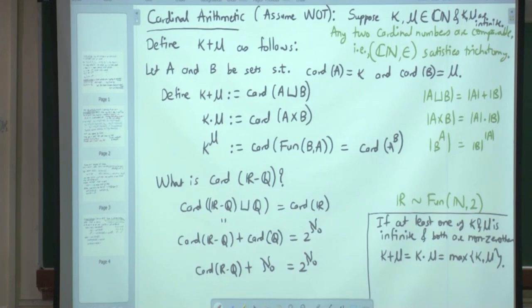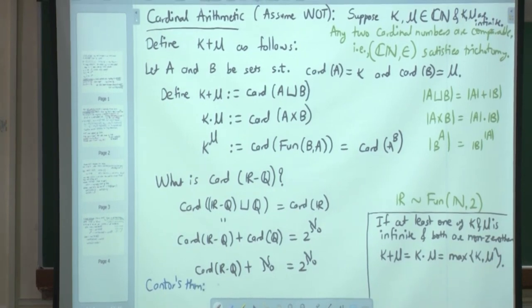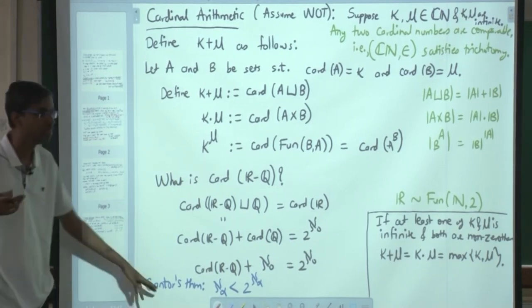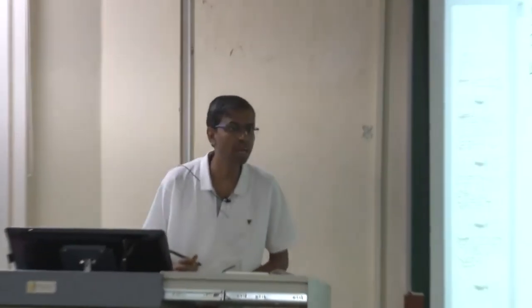Now, what does Cantor's theorem tell us? Cantor's theorem tells us that aleph alpha is less than 2 to the aleph alpha, right? What was Cantor's theorem? That the cardinality of the power set is strictly bigger. What is the power set? We have seen this, yeah? The power set is nothing but functions from that set to 2. So Cantor's theorem tells us that kappa is less than 2 to the kappa for every cardinal kappa. So this is true.